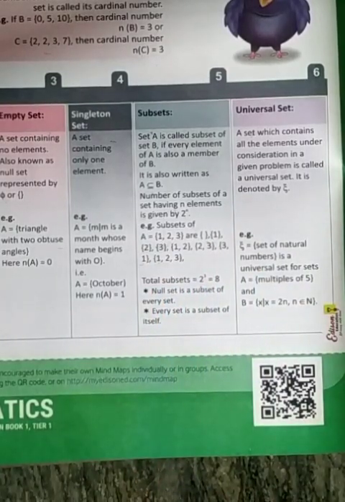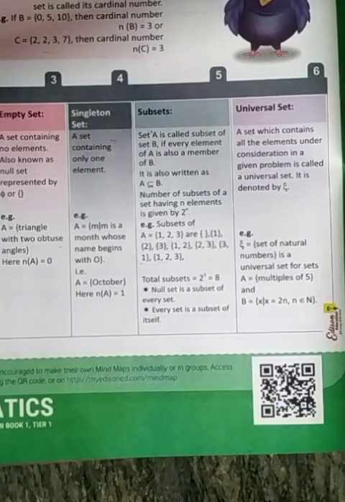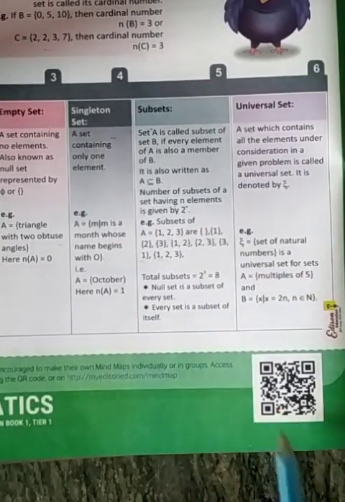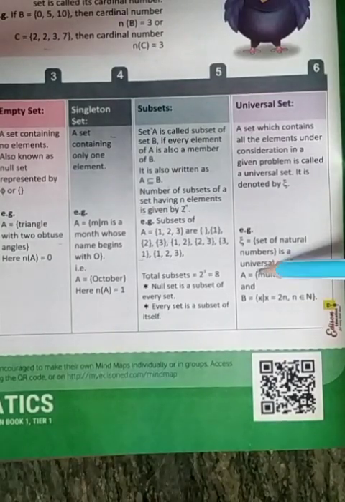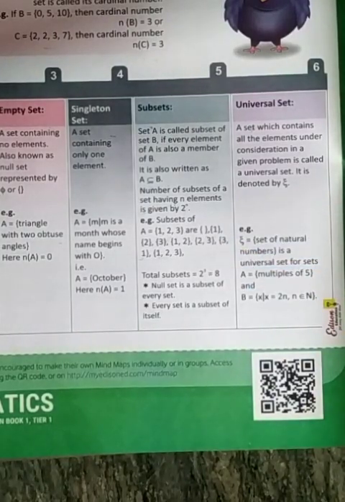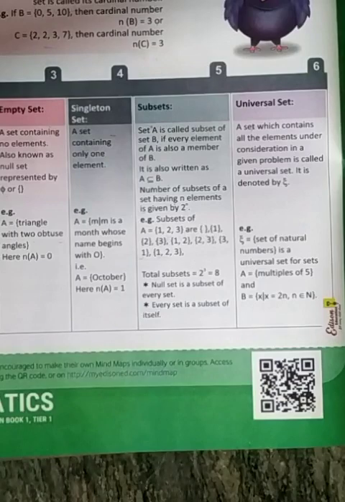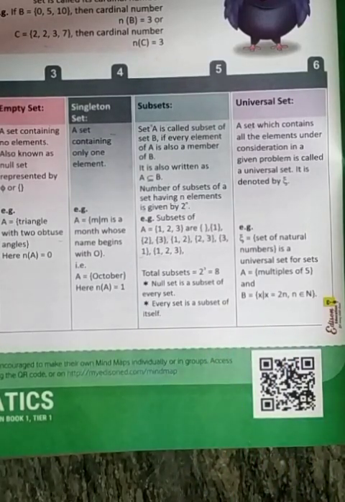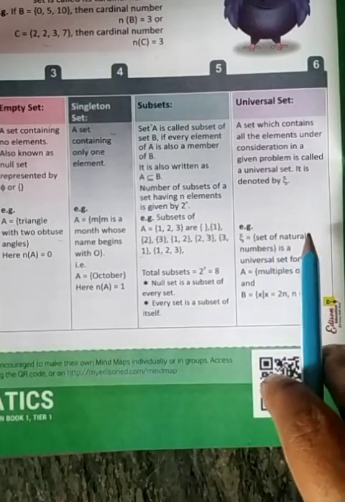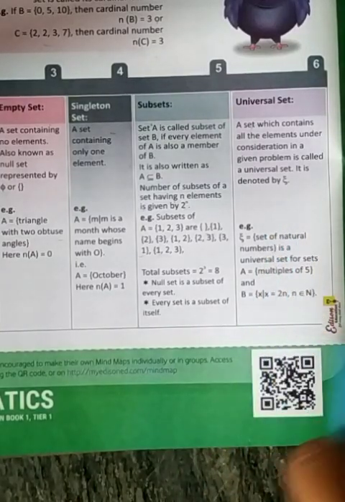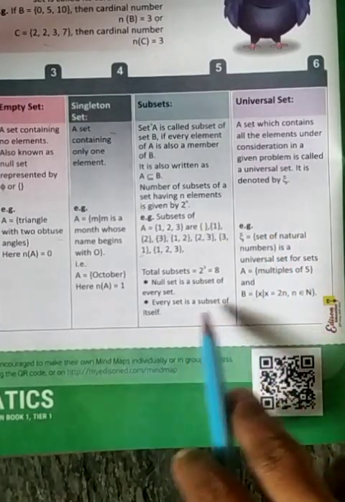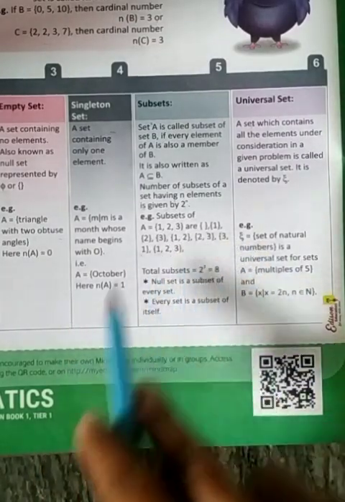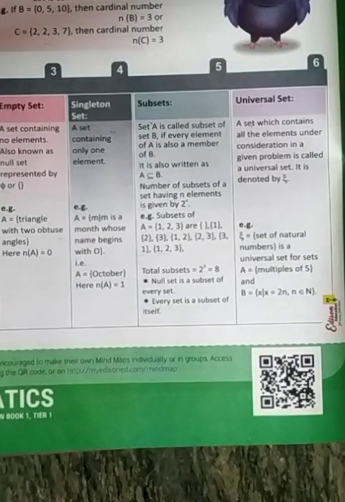If they give the set A and ask you to find the subsets, you can write them in this way. A null set is a subset of every set. If any null set comes, we can identify it as a subset. Every set is a subset of itself. Means whatever set is given, it is a subset of itself, we can say.